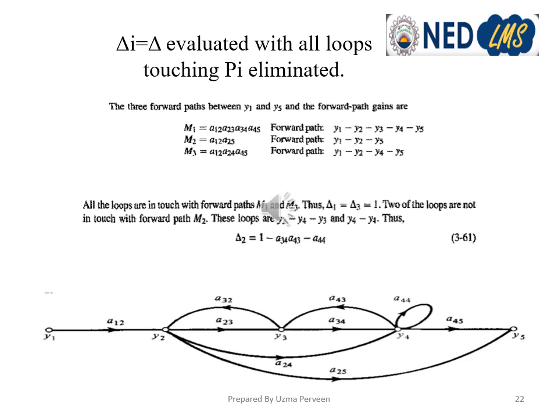Similarly, when we consider del 3, we see forward path 3, which is A12, then A24, A45, that is Y1 to Y2, Y2 to Y4 and then Y4 to Y5. All four loops are again touching this forward path. Therefore, the formula will only become 1. So in this case, del 1 equals del 3 equals 1, and del 2 equals 1 minus A34 A43 minus A44. So we have calculated all del i's.